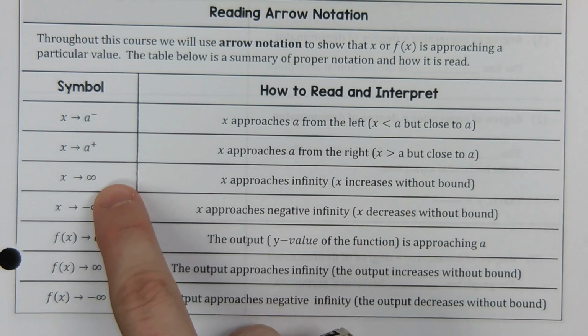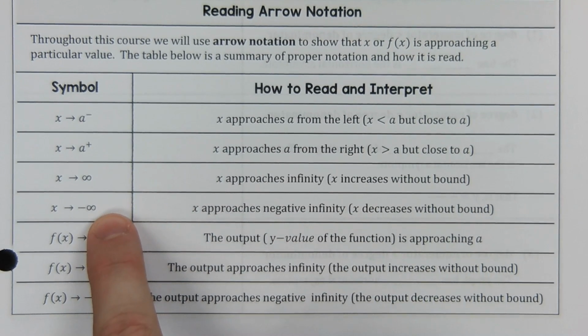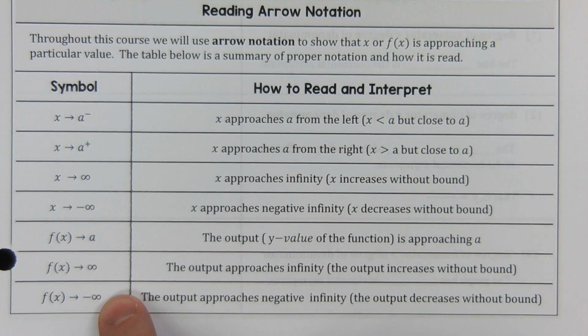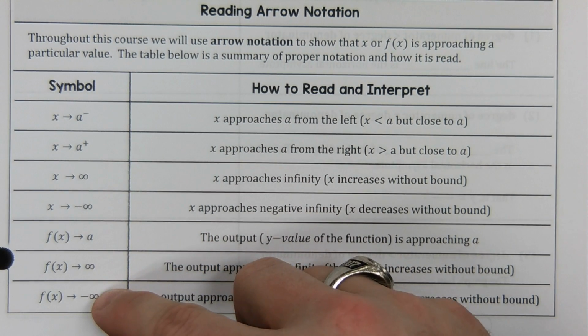This says x goes to positive infinity. That means x increases without bound. This says x goes to negative infinity. That means x decreases without bound. f of x goes to a number. That just means your y values are approaching a value. f of x goes to infinity. Your y values, outputs, are increasing without bound. f of x goes to negative infinity. Your y values, outputs, are decreasing without bound. You should have seen all of that in Algebra 2.